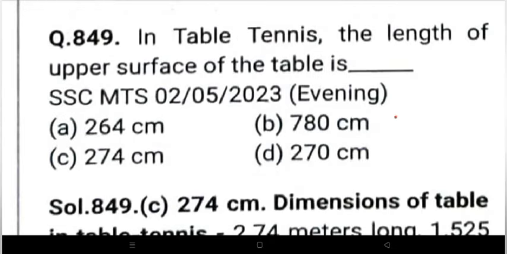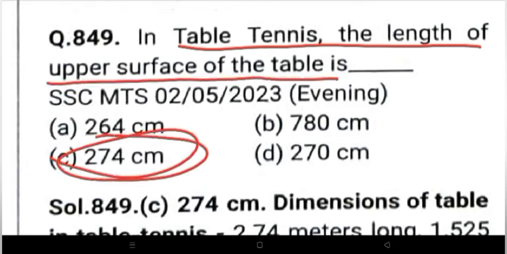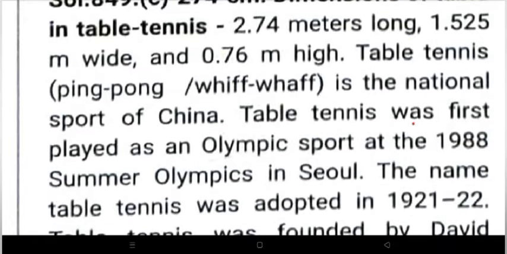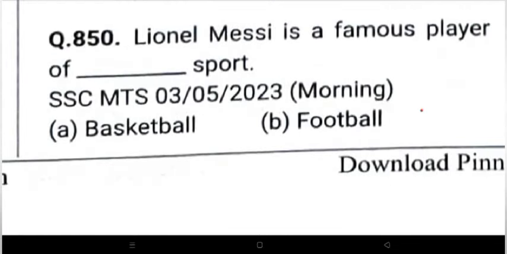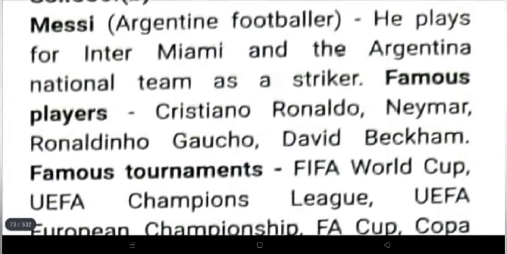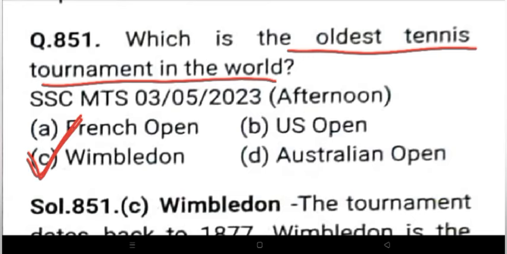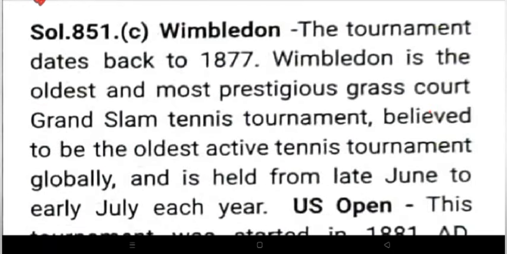Next, in table tennis, the length of the upper surface of the table is 274 centimeters. Next, Lionel Messi is a famous player of football. Next, which is the oldest tennis tournament in the world? The oldest tennis tournament is Wimbledon, dating back to 1877.